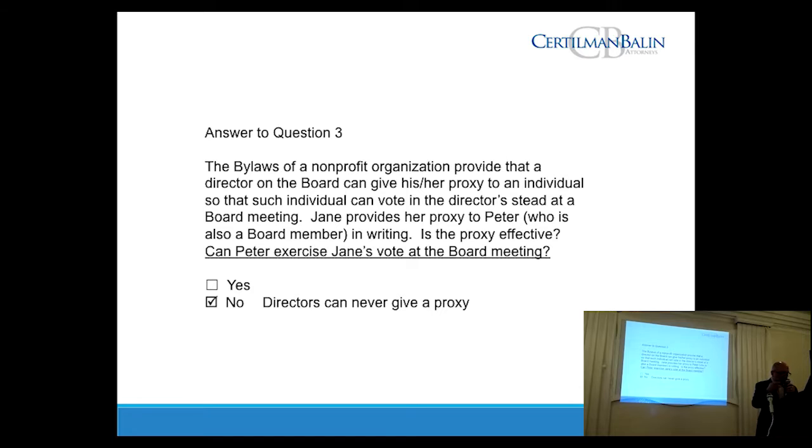And part of the reason for that is what we discussed earlier, that directors have fiduciary duties and personal liability. So because of that, they can't give someone else their proxy. Basically, because they're stuck with the responsibility at the end of the day, they can't give their vote away. Question? Well, my only question is, why would such a bylaw have even been passed?